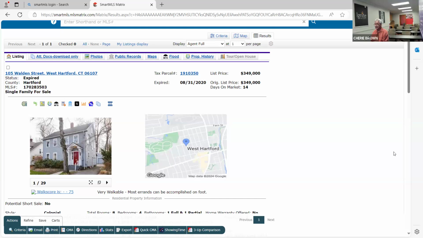And location would definitely be really, really important. It is in West Hartford. Now, this property has a zip code of 06107. That is the zip code for the center of town.